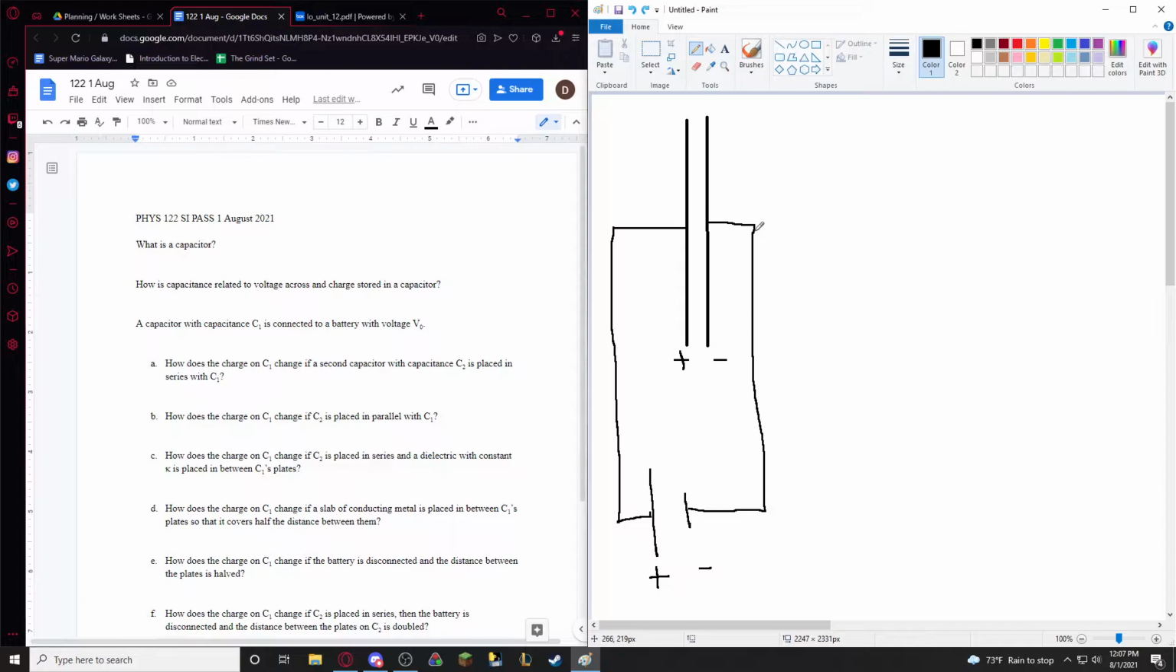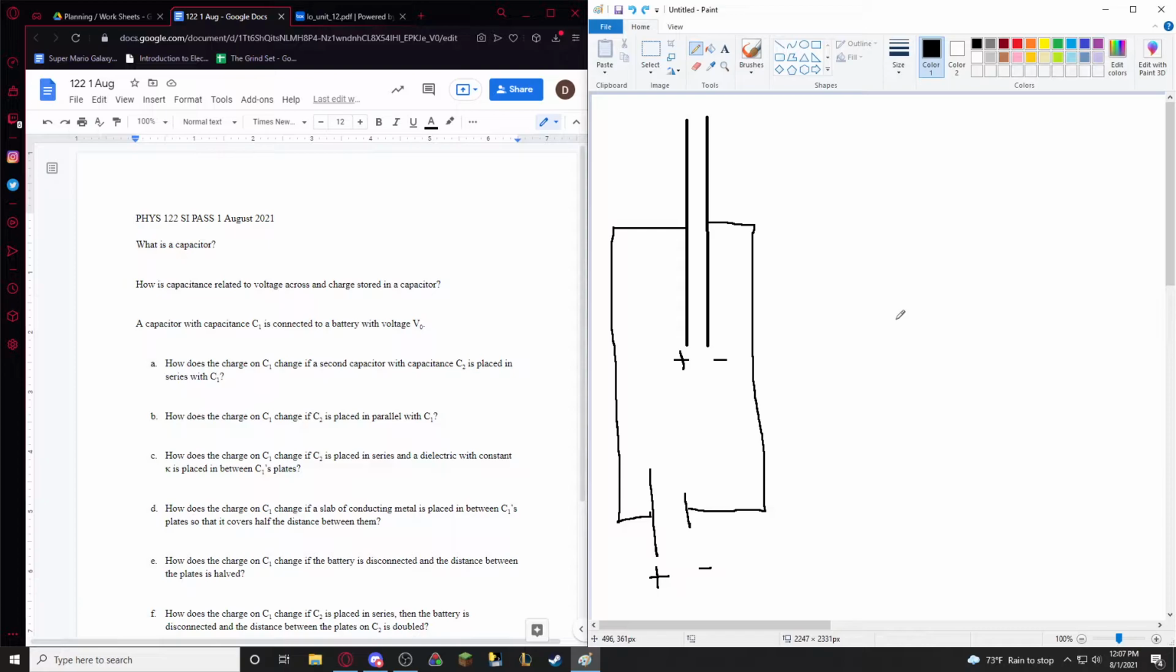Ah, okay. And then just a quick refresher, how are the voltage across the capacitor and the charge related to the capacitance? The formula: C is equal to charge over the voltage. Exactly. C is equal to Q over V. Boom.